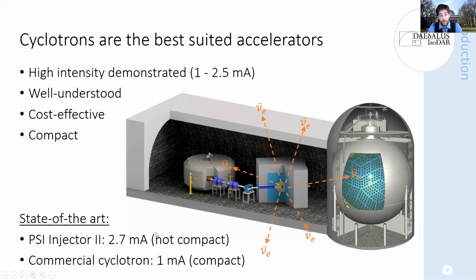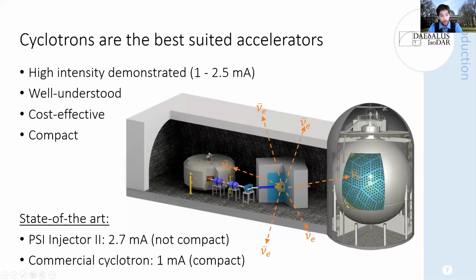Unfortunately, this is not quite as compact as it can be because it's a separated sector cyclotron. Commercial cyclotrons are typically able to produce about 1 milliampere of protons, and this is also usually using H- as the accelerated particle, and then using stripping extraction to have a very clean extraction from the cyclotron. And they can be very compact.